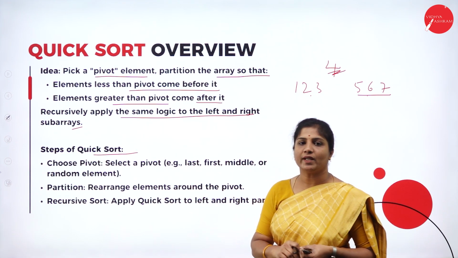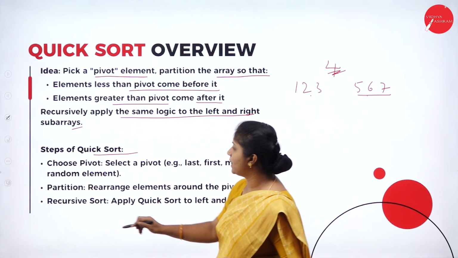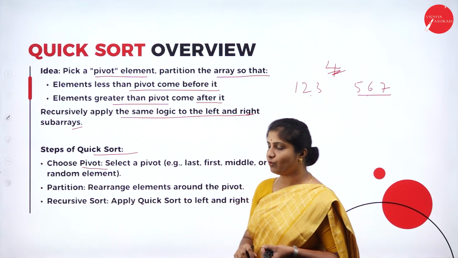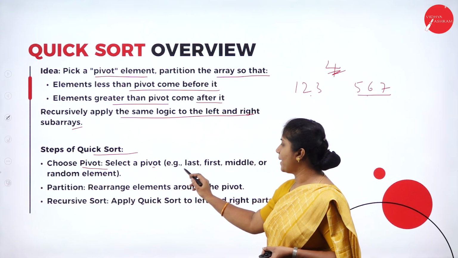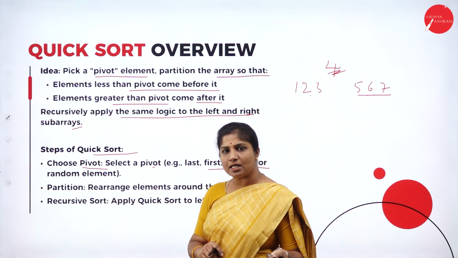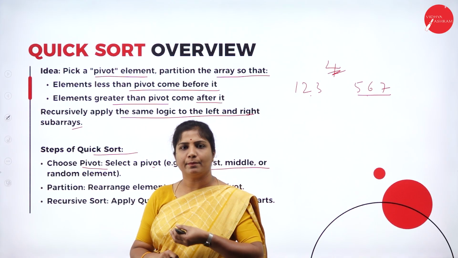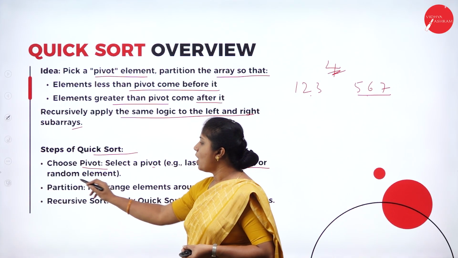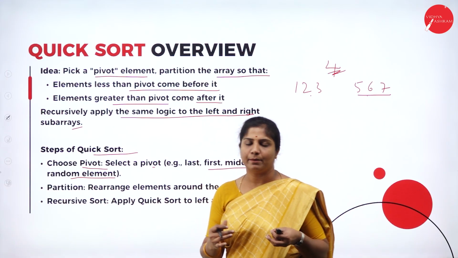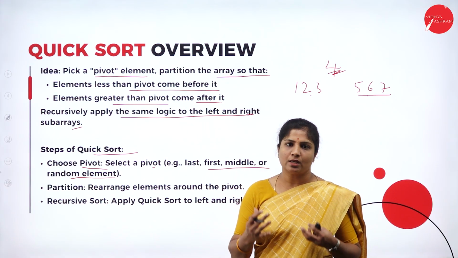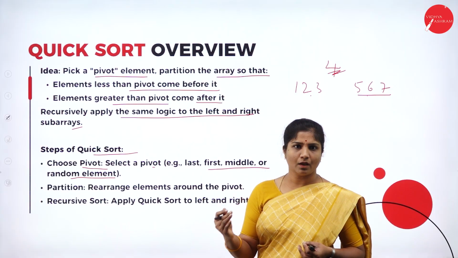Next, steps of quicksort. So which steps do we need to follow to sort the given array? First thing, choose the pivot element. That means select a pivot. For example, it may be the first element or a middle element or the last element in a given array. Okay, or it may be a random element. So any element you can choose from the given array elements.